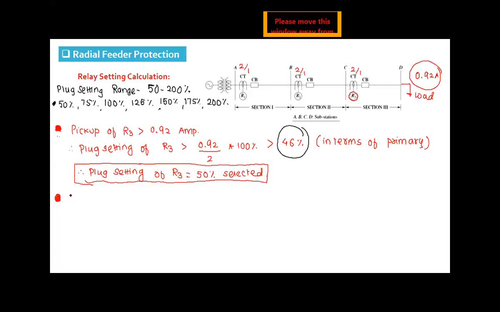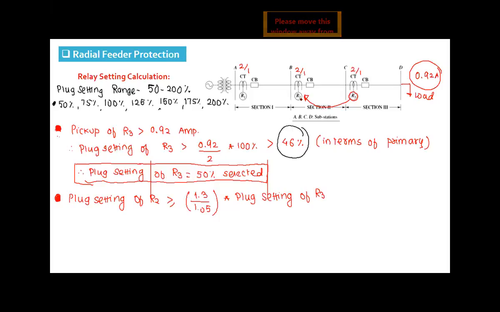Then now next is R2, and for that we have to use that equation: R3 pickup varies by maximum and R2 pickup varies by minimum. Still pickup of R2 should be greater than pickup of R3, and that is what the equation is. 1.3/1.05 of R3, because we have to coordinate R3 with R2.